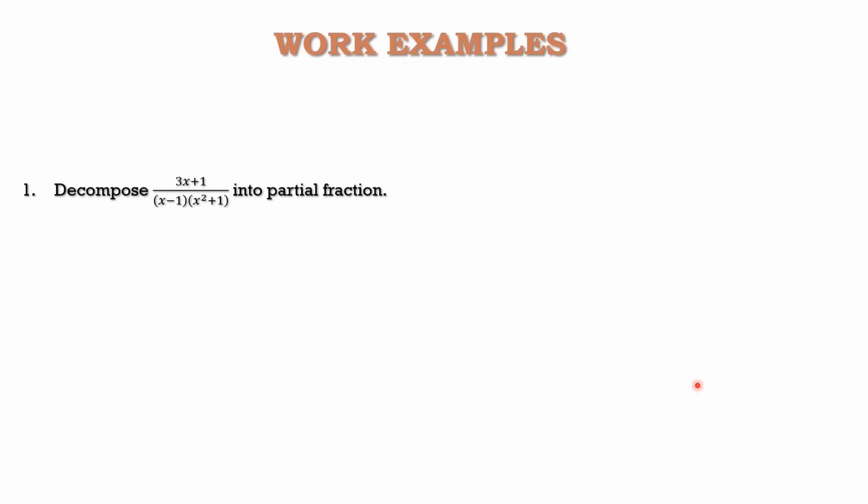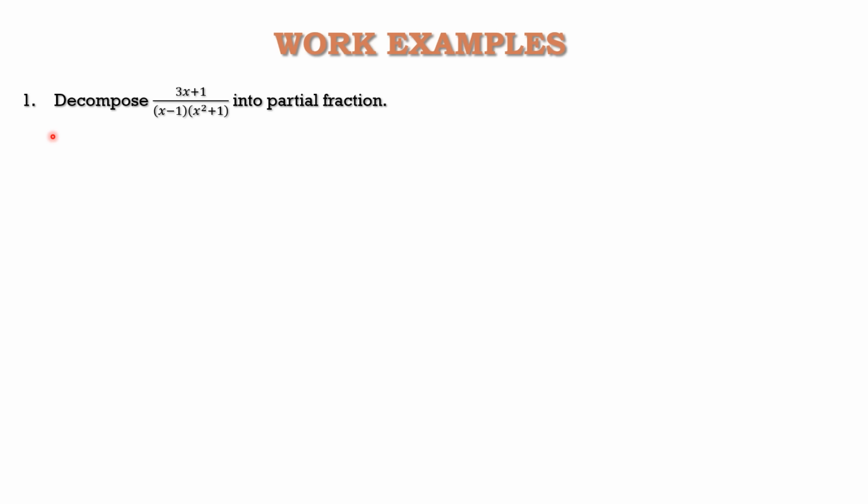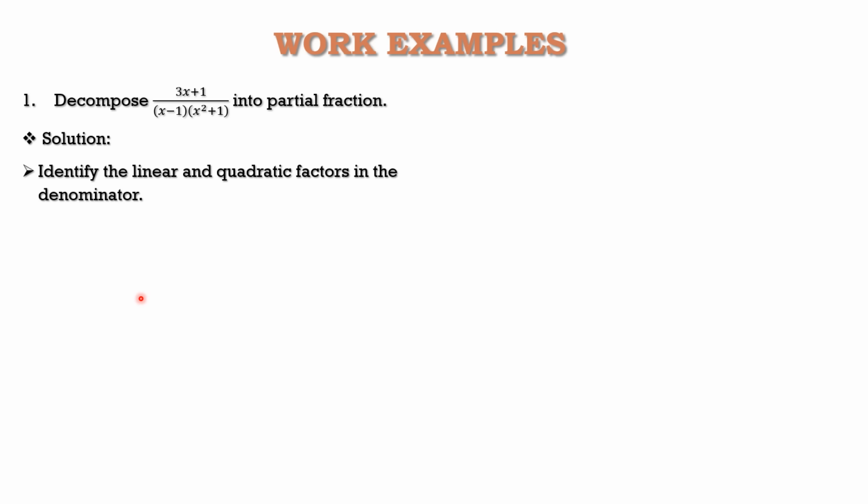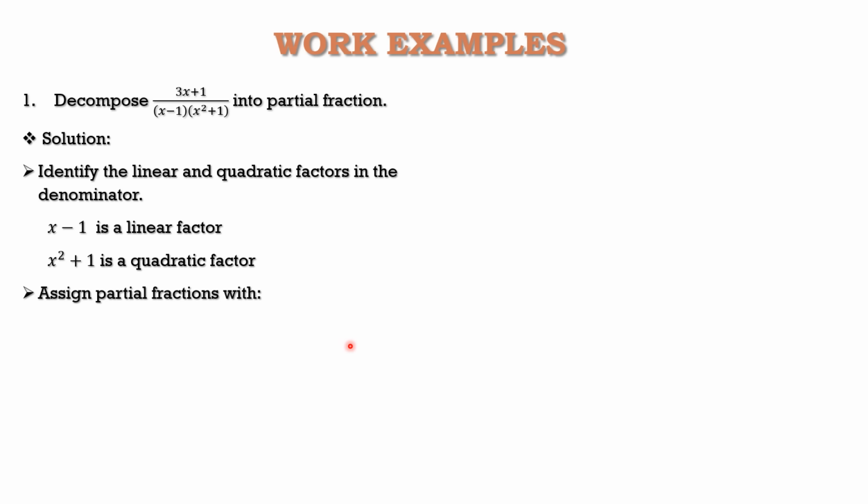So now, let's proceed to some simple examples. Number 1, we are supposed to decompose 3x plus 1 divided by x minus 1, bracket open x squared plus 1, into partial fractions. Here, first identify the linear and quadratic factors in the denominator. So look at the denominator. We have x minus 1 as a linear factor, and x squared plus 1 as a quadratic factor.